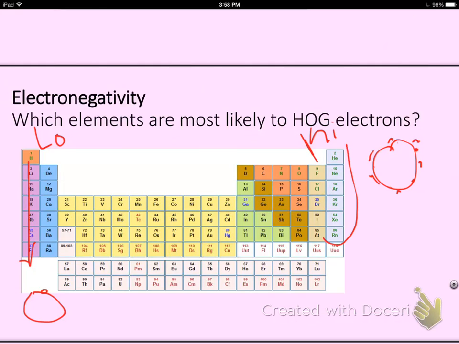Now let's talk about the noble gases. Of course they have 8. They have a full valence shell, so they have really no electronegativity and often are not even listed in the table. Okay, so the high is going to be this group here, the halogens.